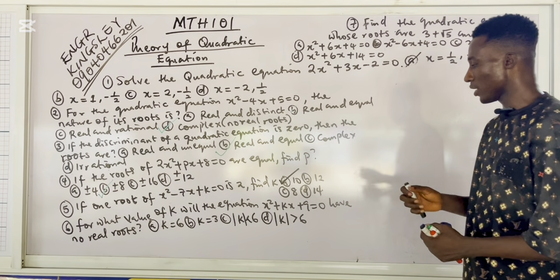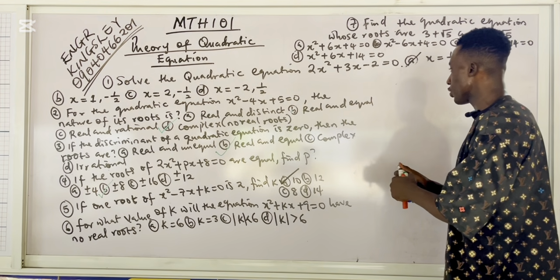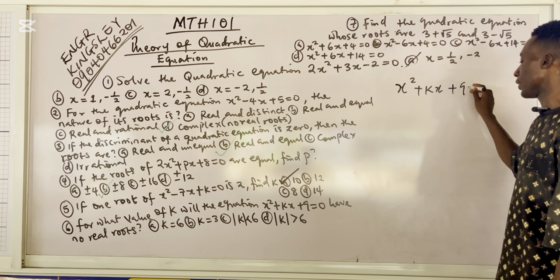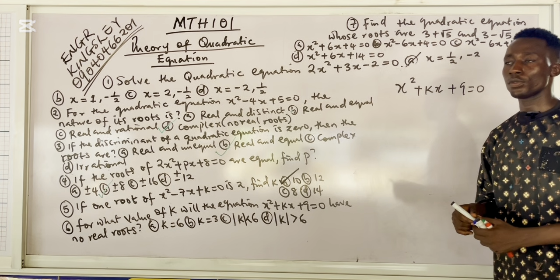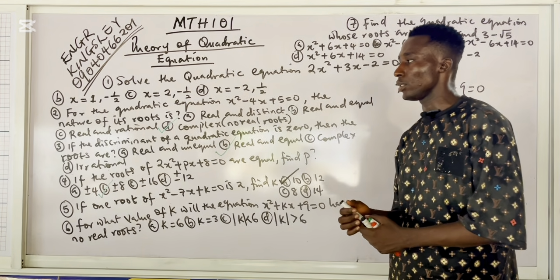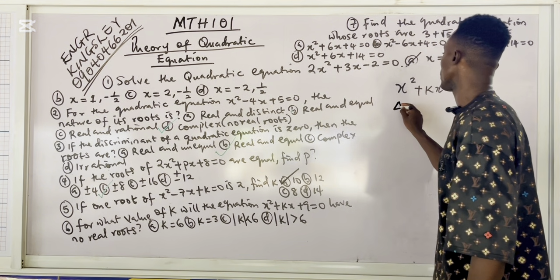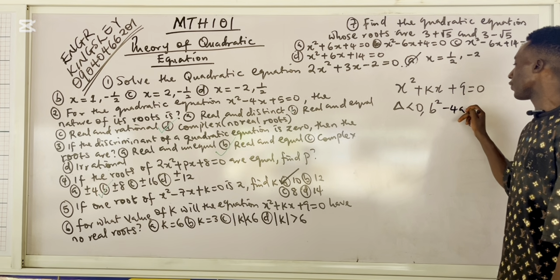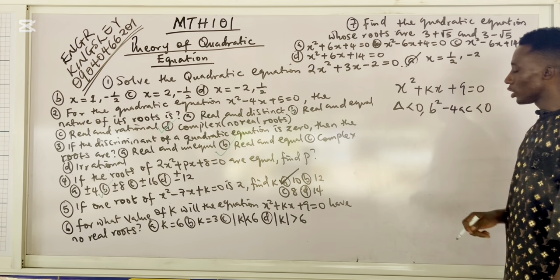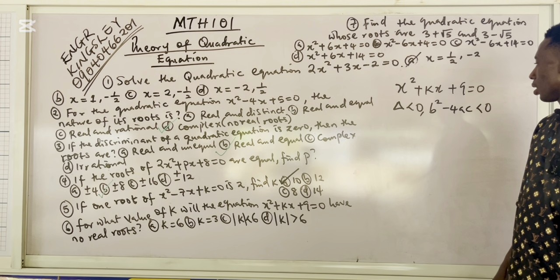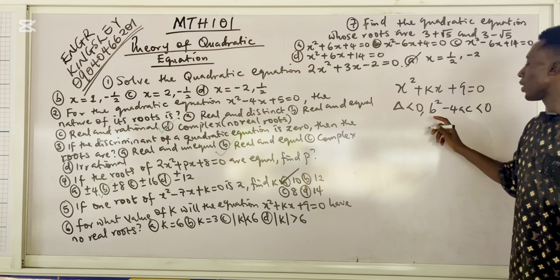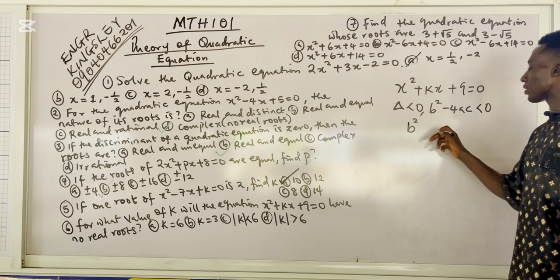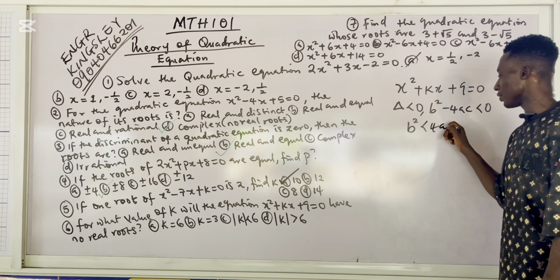This is question number 6. They said for what value of k will the equation x squared plus kx plus 9 equal to 0 have no real root. No real root is when the discriminant is less than 0. What is the discriminant? b squared minus 4ac. If it is less than 0, it becomes no real root. So we can make b squared the subject, taking it to the other side, you have b squared less than 4ac.